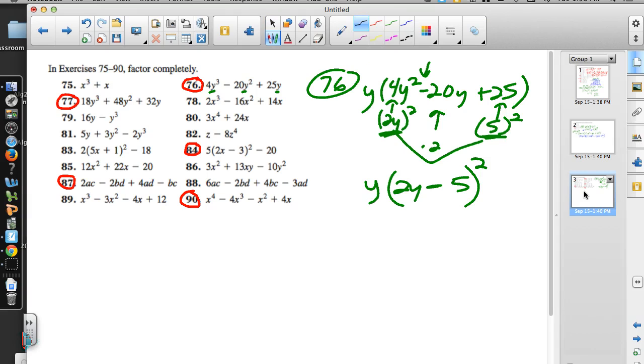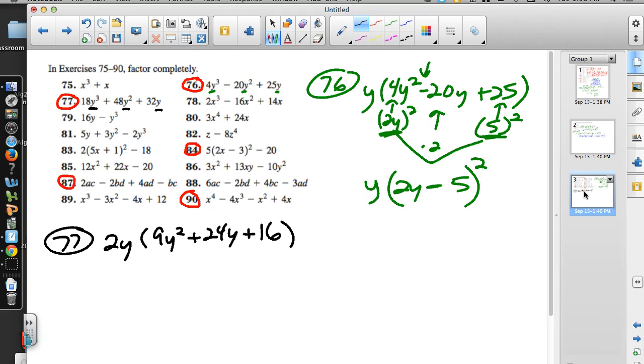Number 77, similar situation. I see here that everything has a y, and then I start thinking, okay, is there any number that I could pull out of all of those? Well, they're all even, so at the very least a 2 is going to come out. And if I can't see something else, I'll probably just start with the 2y and see if something else becomes obvious. So with a 2y, I would need 9y squared plus 24y plus 16.